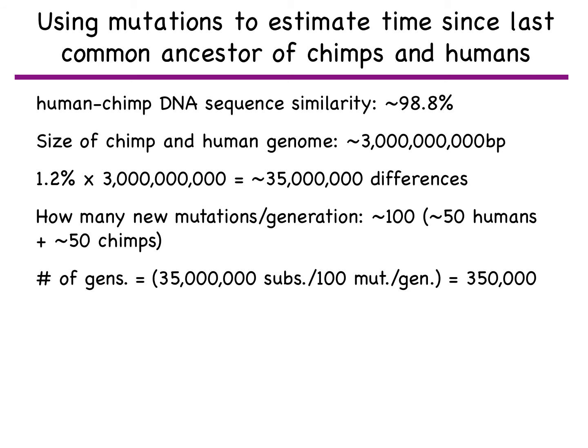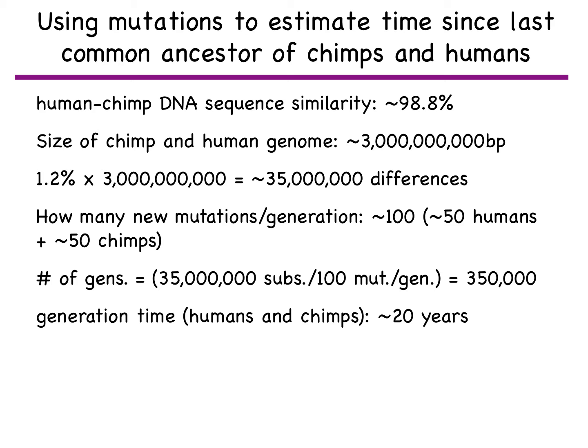Now we take that value and use it to calculate the number of generations since the last common ancestor of humans and chimps. We do that by taking the total number of differences between the human and chimp DNA sequence, which is 35 million, divided by 100 new mutations per generation, and that gives us 350,000 generations. The last thing we need to know is what the generation time is in humans and chimps.